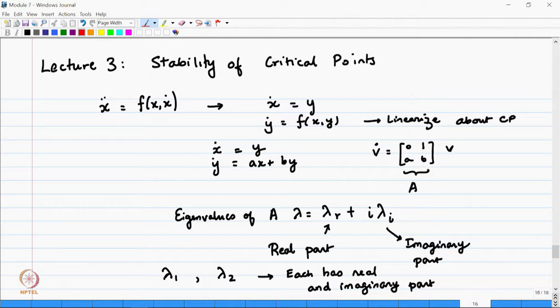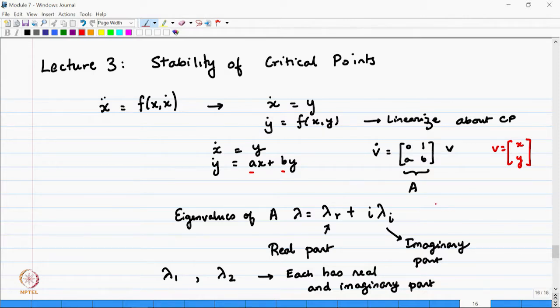When you linearize about the critical point, your f of x y becomes this form: ax plus by, where a and b are scalars or constants. Now this becomes a linear system, and I can write this as V dot equal to the matrix 0 1, a b, times V, where V is basically x y. When I linearize about the critical point, remember that linearizing involves a Taylor expansion, so you have to keep that in mind. Now once you have a linear system, you know that the solutions have this form.